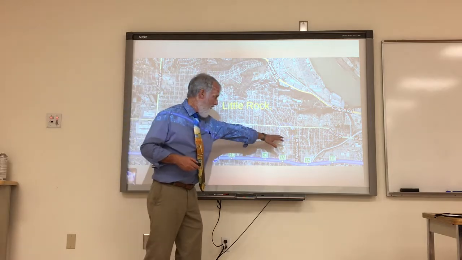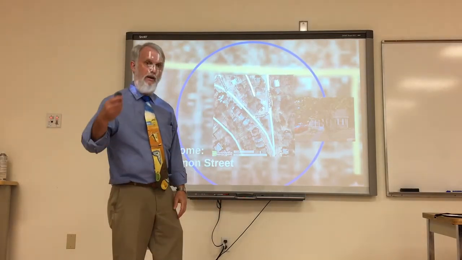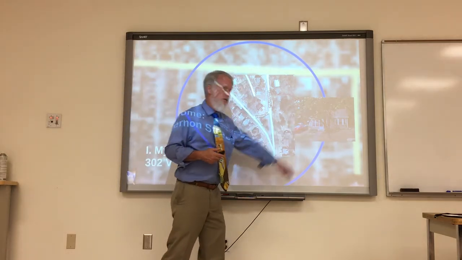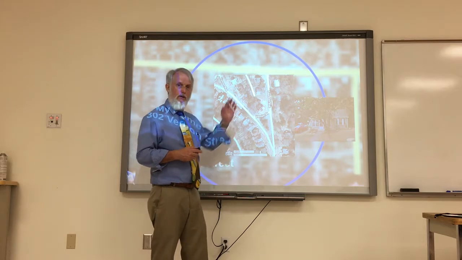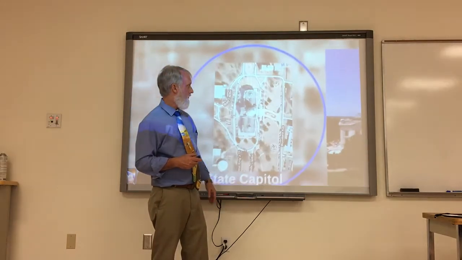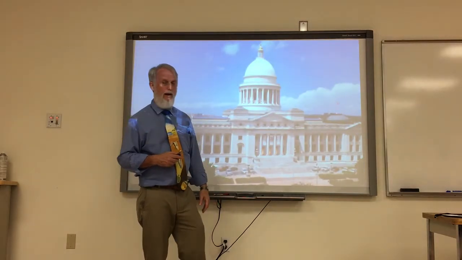So we're going to start with my first point and zoom in to 302 Vernon Street, where I used to live when I lived in Little Rock. And I can talk about this and the house that's there. And across the valley, you can see the backside of the Capitol. And so let's go to the state capitol. And here's what it looks like from the sky and from the grounds.